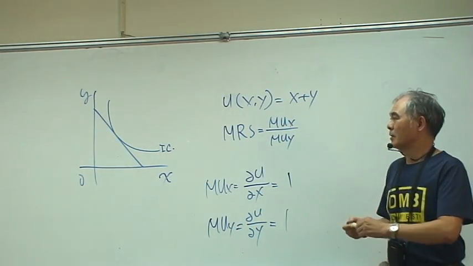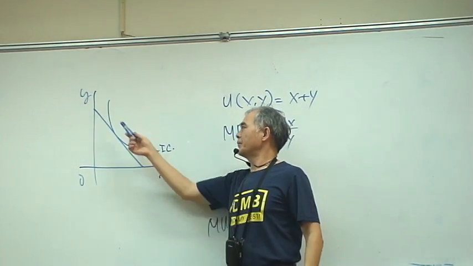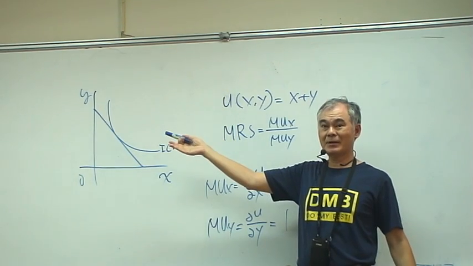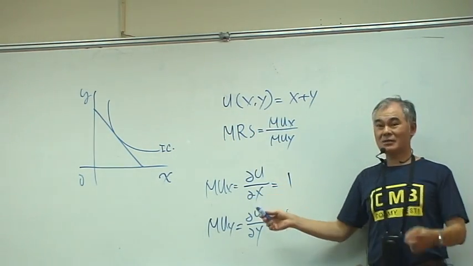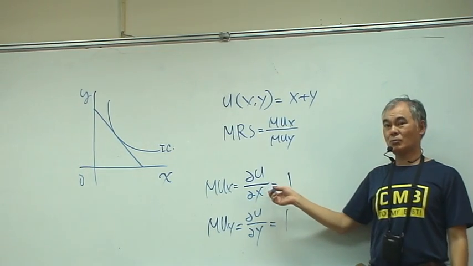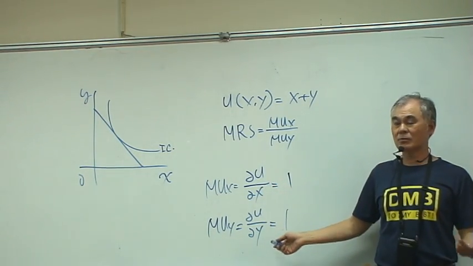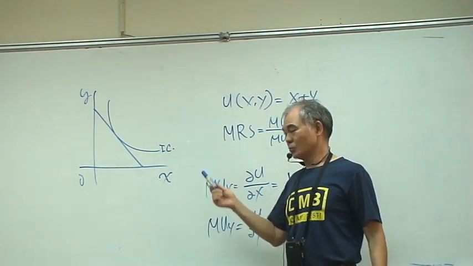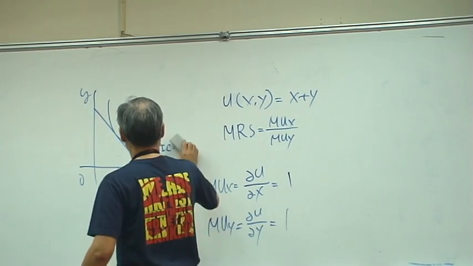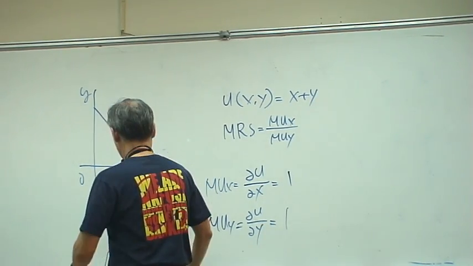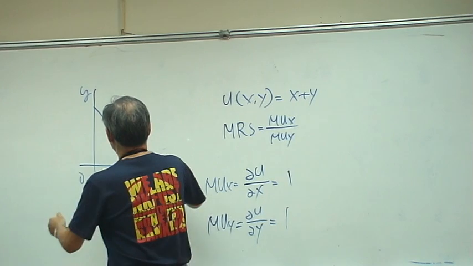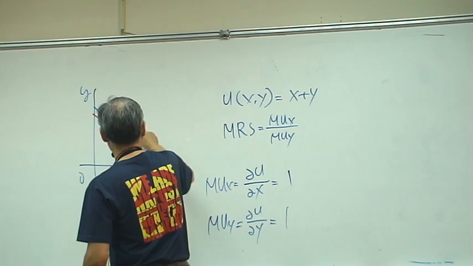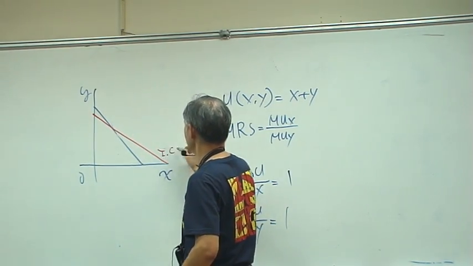So what does that mean? Usually we draw the indifference curve to look like this, which shows diminishing marginal utility. But what about this? It is constant. This one is always equal to 1, and this one is the same thing. So MUx equals 1, MUy equals 1. So when you draw a picture like this, it will be something like this. This is the indifference curve.